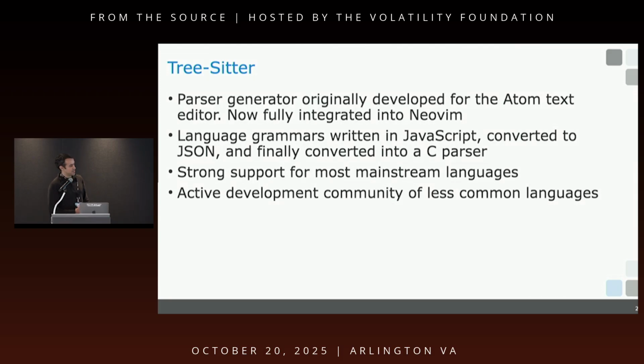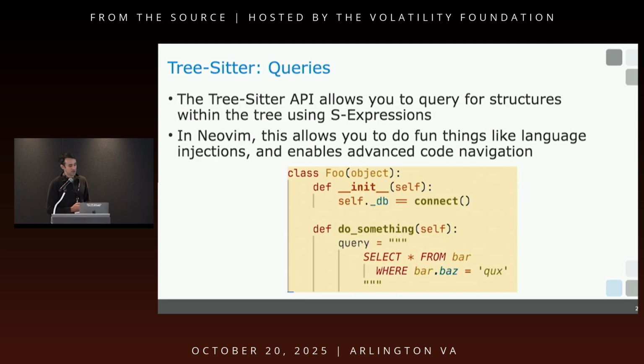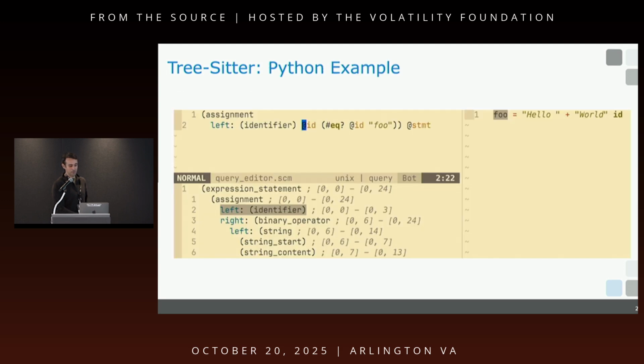So most of the mainstream languages have been implemented very well, and they're actively developed. And there's even a community of people developing grammars for the less common languages. One of the core features of TreeSitter are queries, which allow you to query for structures within the actual syntax tree using what are called S expressions. These are the things that allow you to do fun things like your language injections. Say, please highlight this text as SQL when it's, for instance, a string literal assigned to a variable that ends with query. And you can do a lot of cool things with this once you start really thinking about it.